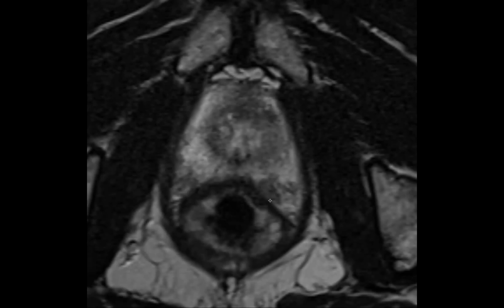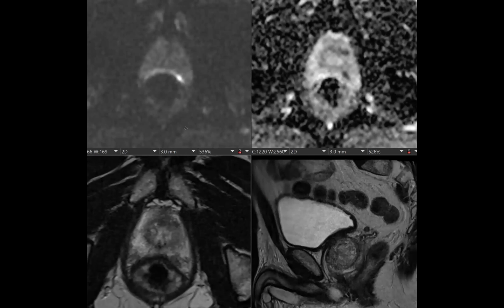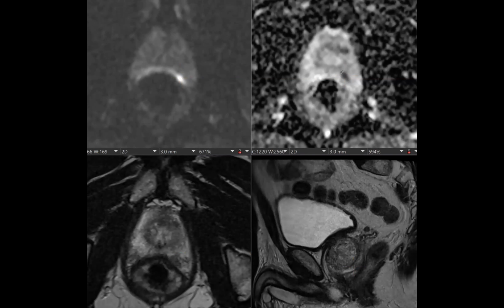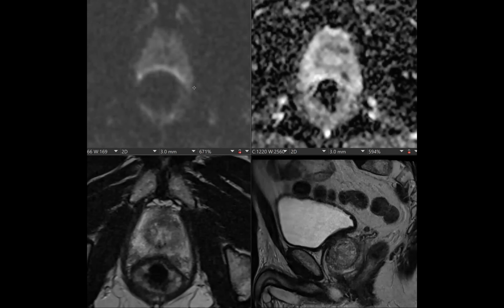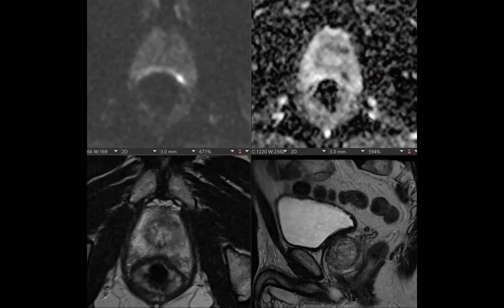So what would you say in your report? And then this is a diffusion right here. Like I said, this was an outside study, so there's a little gas and stuff like that, so it's not ideal. So you would say there's concerning EPE, no EPE, no concerning? Okay. Yeah, and that was how it was read: there's EPE and probable neurovascular invasion.